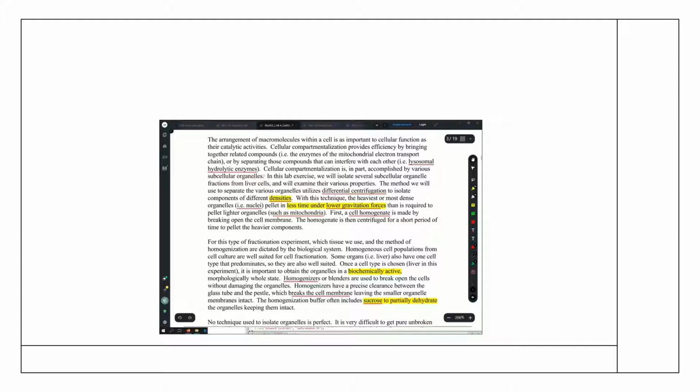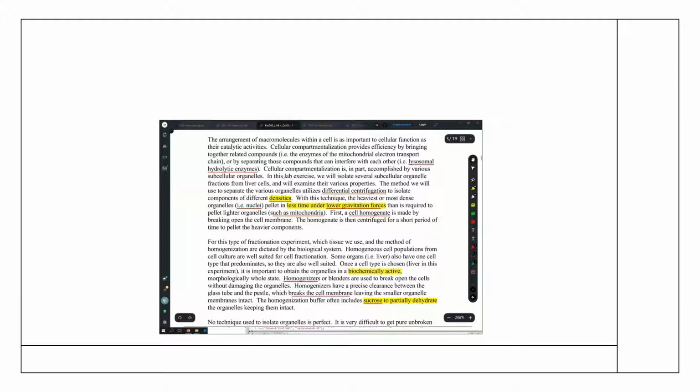So, for example, inside of a cell, we need the organelles to be separate because they each perform their own independent functions. For example, lysosomal hydrolytic enzymes, if those get out, are going to start digesting the rest of the cell, and then your cell's going to die. So that's why it's important to compartmentalize.